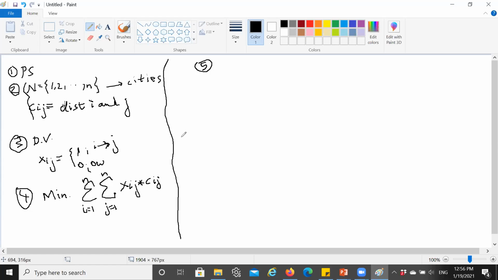So there will be two constraints that come to our mind. The first constraint is that the traveler should enter each city exactly once. So if I want to enter each city exactly once, that means the summation of xij should be equal to 1, for j from 1 to n, and over the summation, I have i from 1 to n. So starting from i, I should enter every j only once.